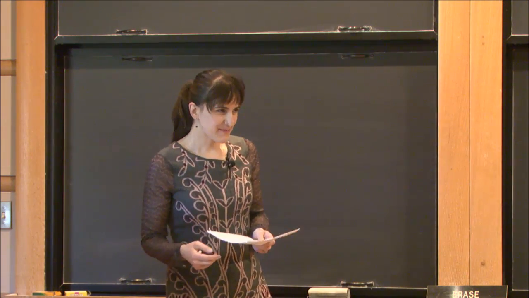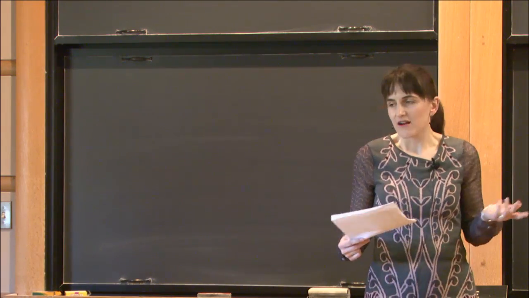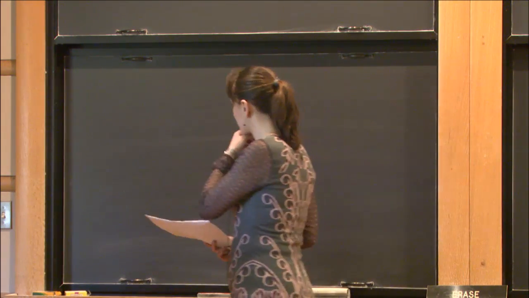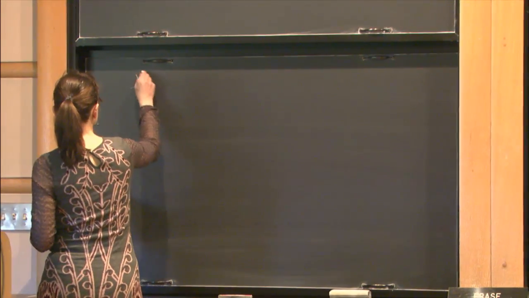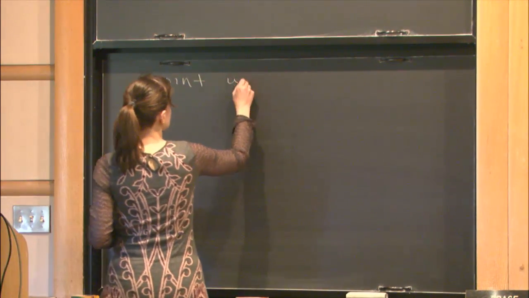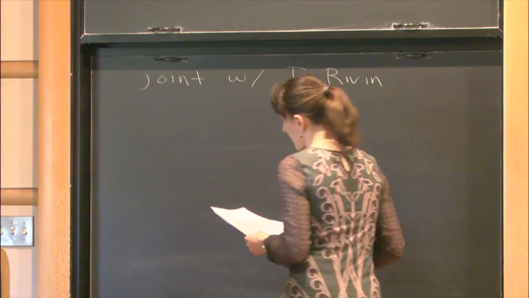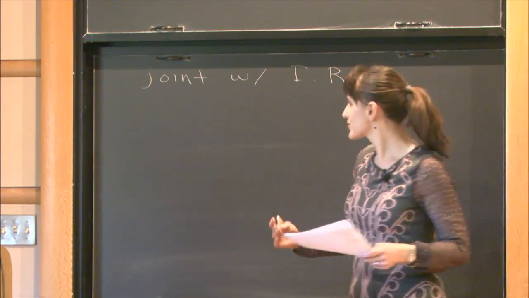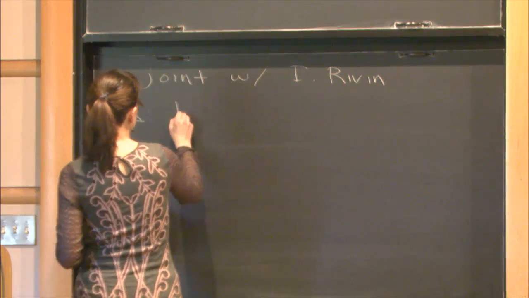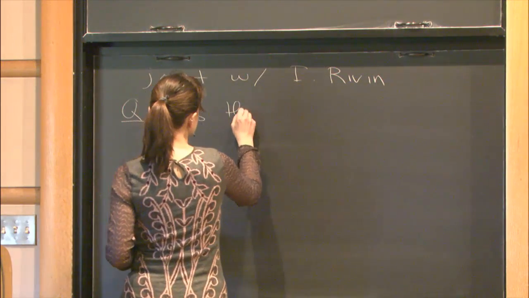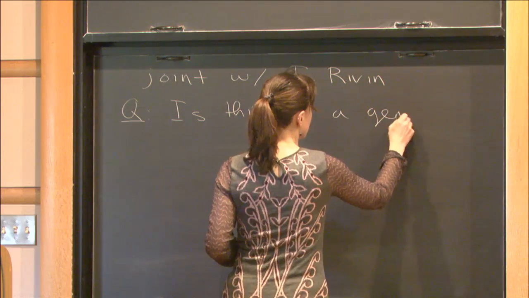Okay. So I will be talking basically about genericity aspects of thin groups. This work is joint with Igor Rivin. And so the question, let me just write down the question very roughly, is: is thinness a generic property?